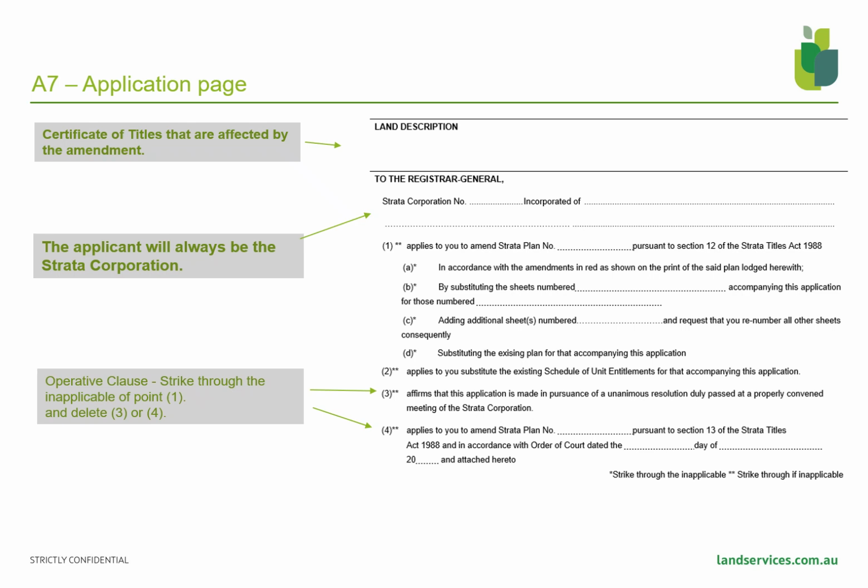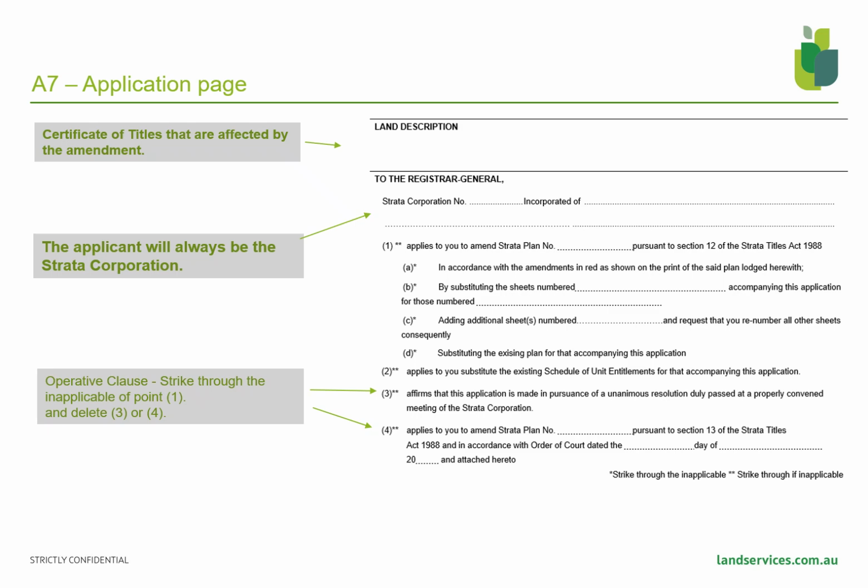As regards to the land description panel, only the certificate of titles that are affected by the amendment to the plan are to be shown, and these can be obtained from the new amended strata plan in the Other Titles Affected panel. The applicant will always be the Strata Corporation for an amendment to strata plan.